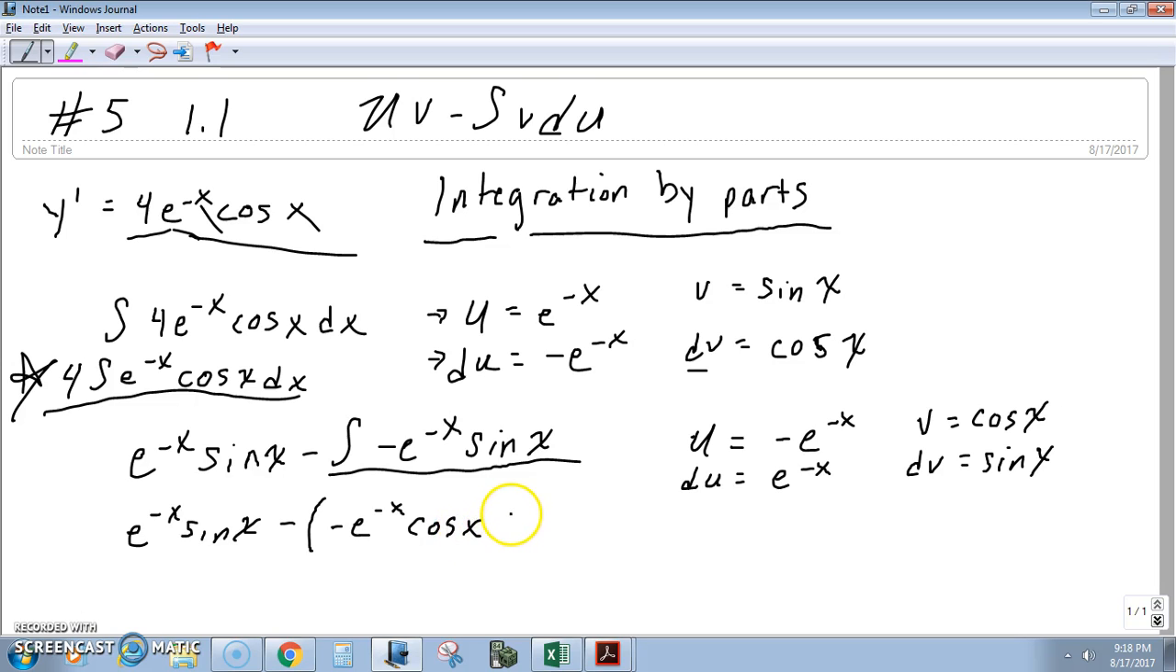Okay, and then that minus the integral of v du, but I'm going to put my du first so it looks the same as where I started, which was e to the negative x, and then I'm going to put my v, which is cosine x. And the reason why I wanted this to be the same as what I started with is because I think then I can cancel something out.